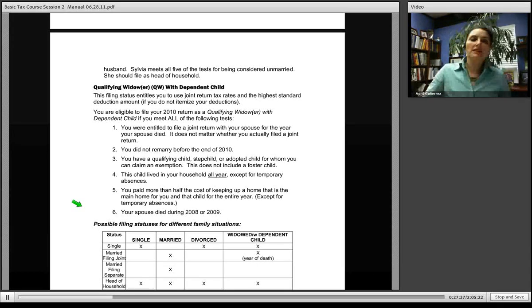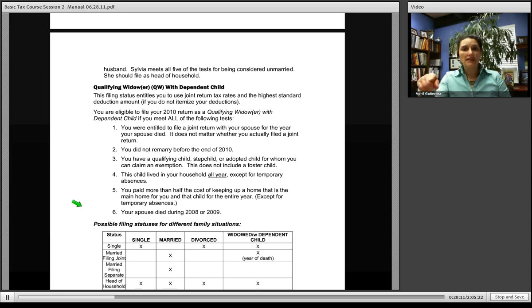So what this is essentially saying is that the qualifying widow or widower with dependent child filing status is available only for 2 years, and is the 2 years following the year of death. So if you are married and your spouse died in 2010, you would not use the qualifying widow filing status. That status would not be available to you until the year after the year of death, which would be 2011. So in order to use the qualifying widow filing status in 2010, your spouse must have died in 2008 or 2009.